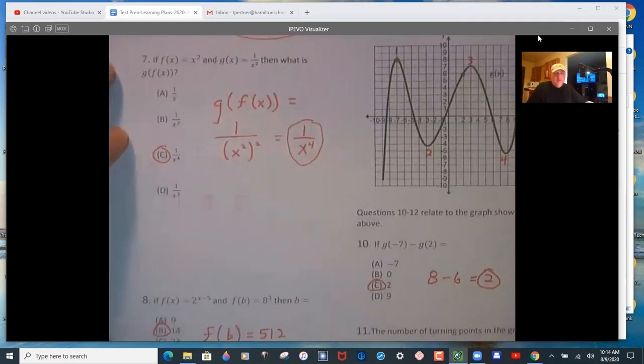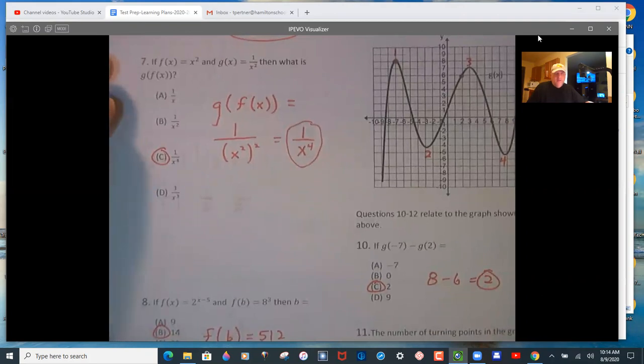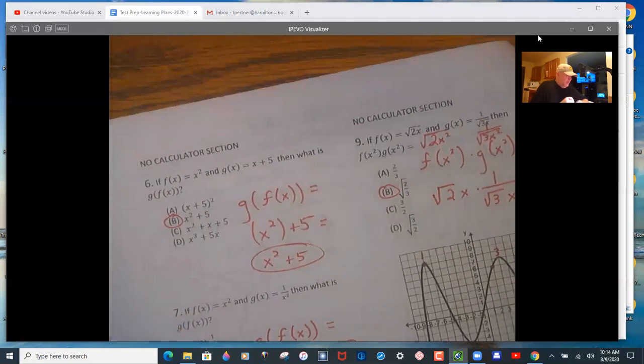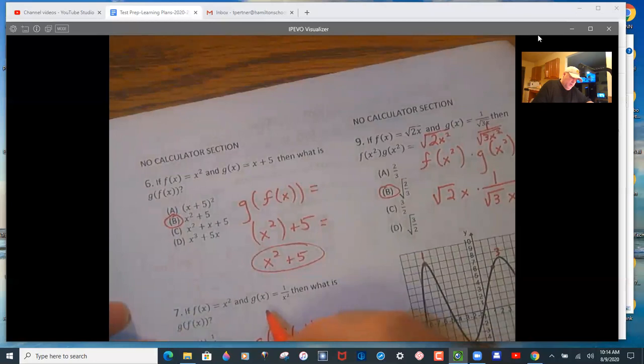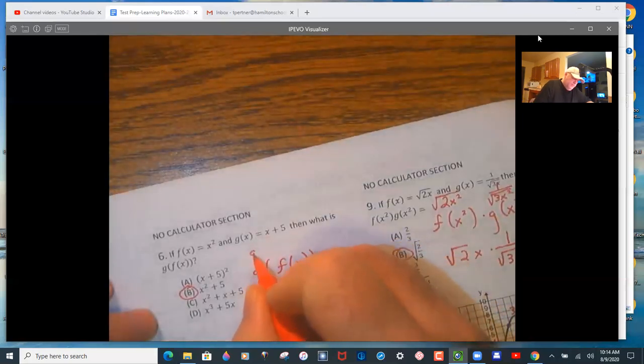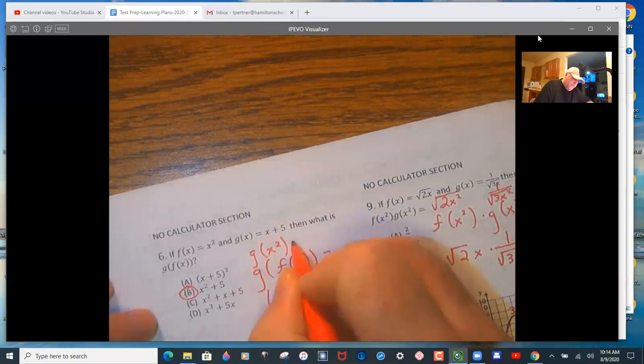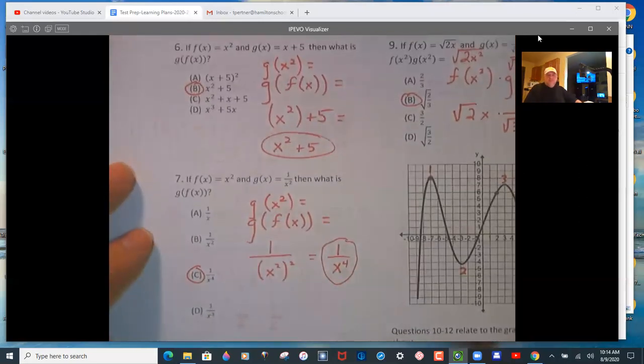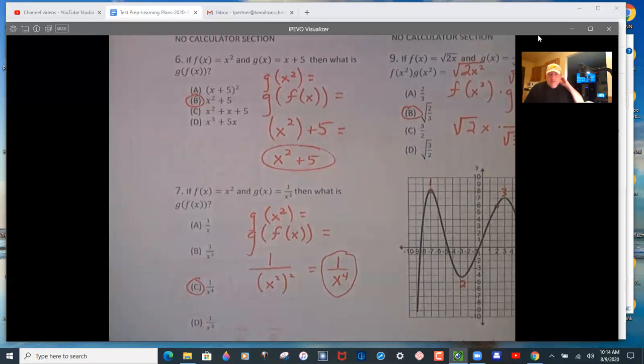Problem 7, g of f of x. So all the f of x function, which is x squared, gets substituted in for the x in the g function. So it's like saying g of, let me write these down, that might make more sense here. What is g of x squared? That's what it's saying. And this is saying g of x squared also. So you just simply replace it.